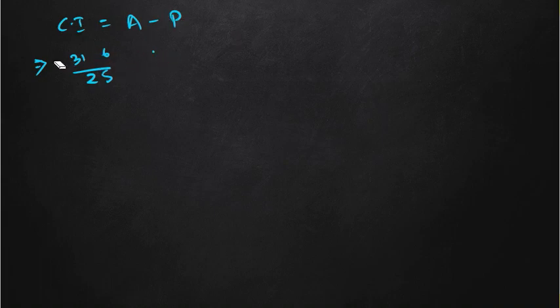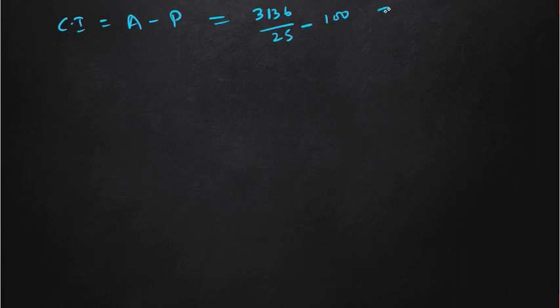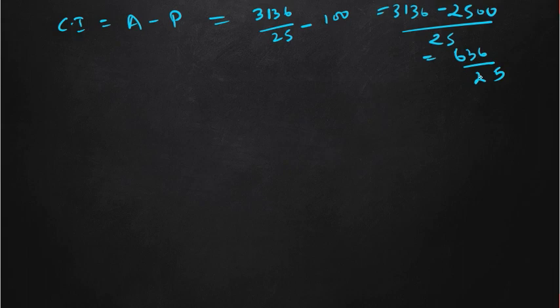Okay, so using this formula we can calculate the compound interest, which is equal to the amount minus the principal. What is the amount? 3136 divided by 25 minus the principal, which was 100. If we take the LCM, this will be 100 into 25, that is 2500 divided by 25. And if we solve this, we will get 636 divided by 25. You can verify that. So when the principal is 100, our compound interest is 636 by 25.